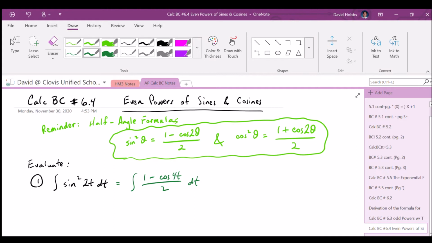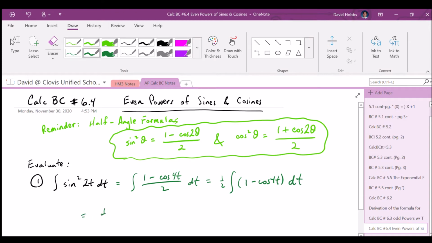Now, this is the way I have the formula memorized. Maybe you can just go ahead and go straight to the fact that there is a GCF of 1/2 and bring it out in front. So you might bypass this first step that I just did right there. And so it's 1 minus cosine 4t with respect to t.